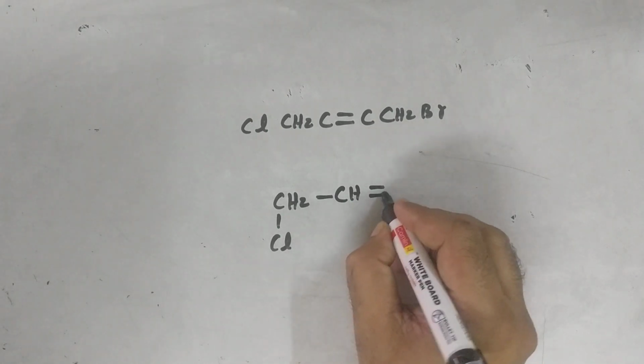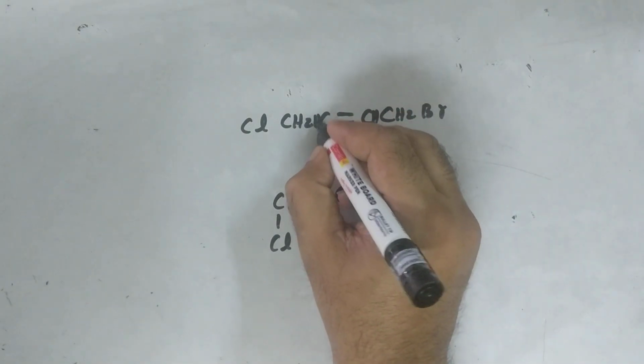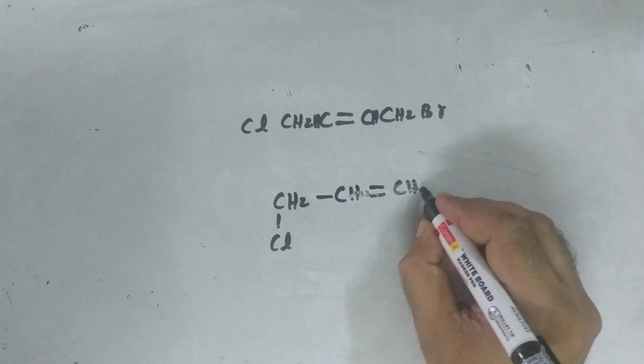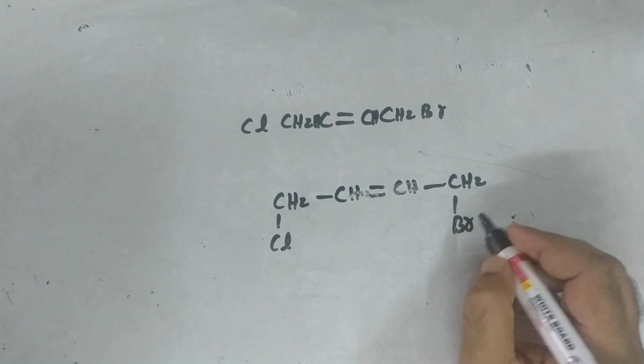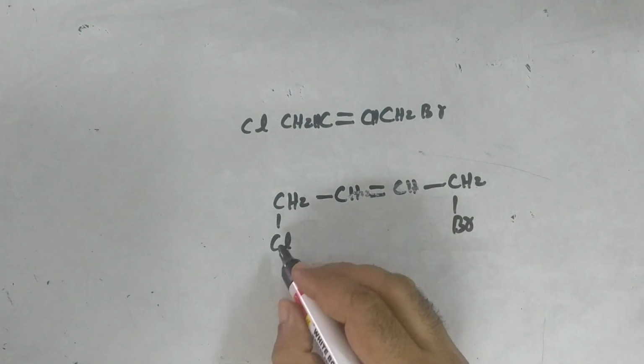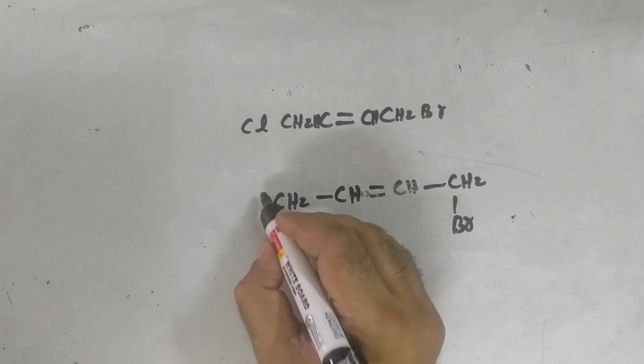CH, double bond, CH, there should be H over here. Then CH2, Br. This is allylic. You can see halogen on sp3, next one double bond, halogen on sp3, next one double bond. This is quite a good example. This is your long chain.